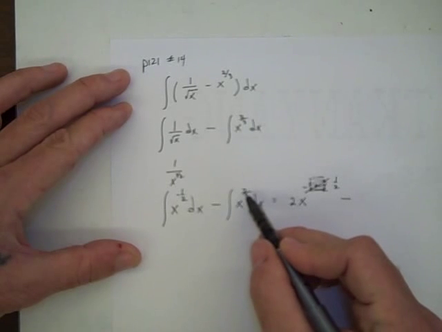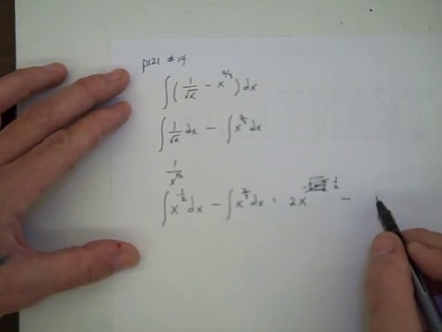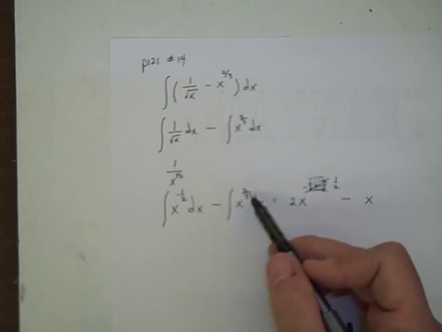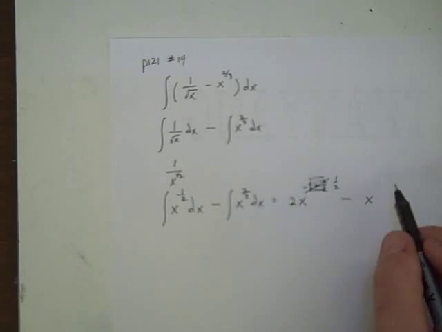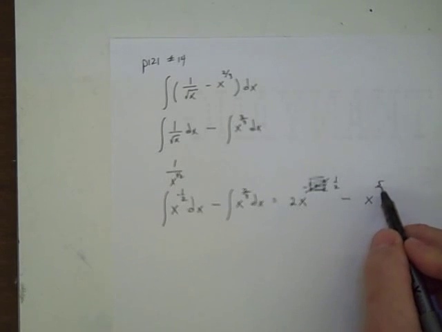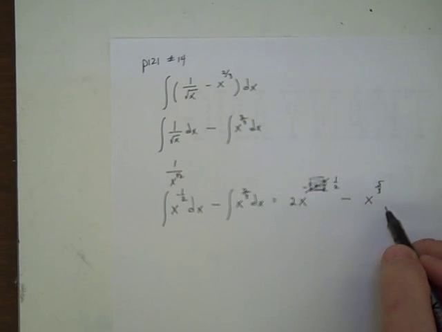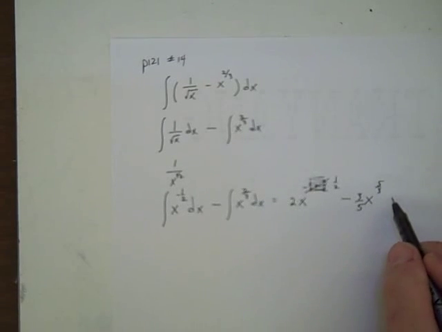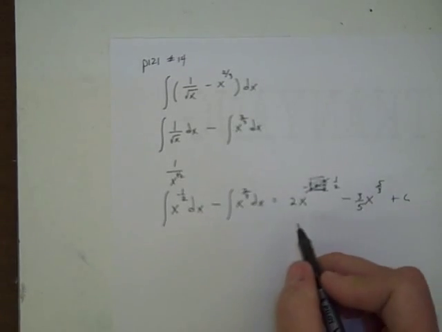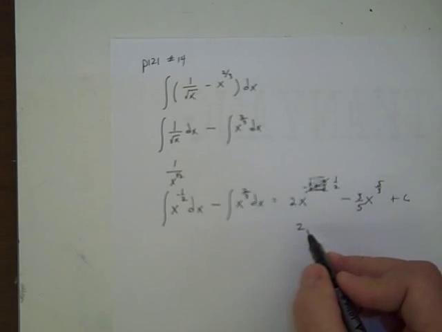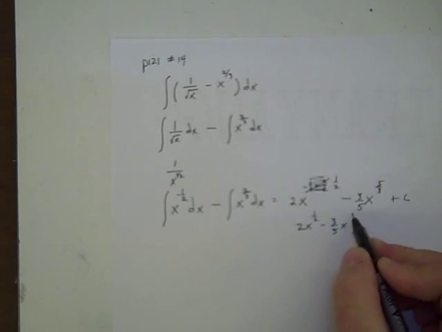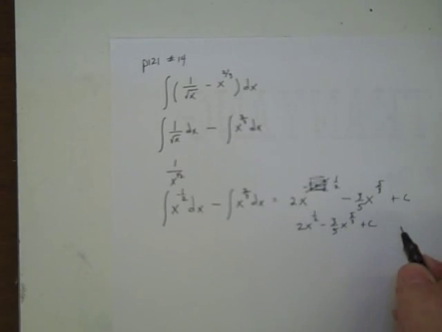Minus, and this one, this is a 2/3 here, this is a bit simpler. The antiderivative of x to the 2/3 is x to the 2/3 plus 1, x to the 2/3 plus 3/3, x to the 5/3, divided by 5/3, in other words, multiplied by the reciprocal 3/5, plus a constant. Let me just write this again. Our antiderivative is 2x to the 1/2 power minus 3/5 x to the 5/3 power plus a constant.